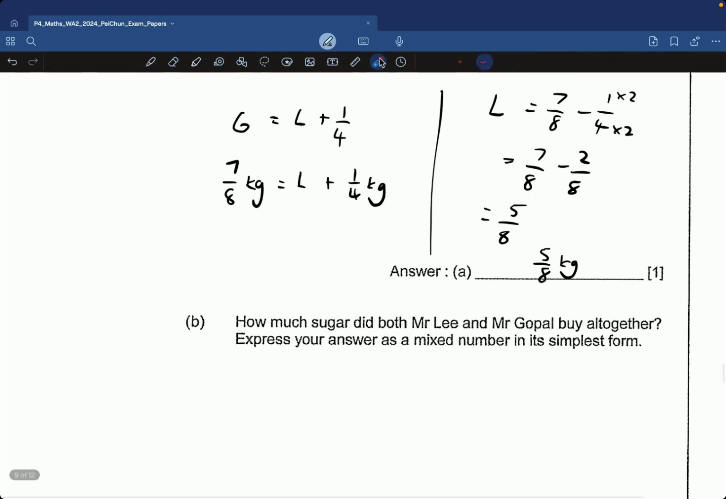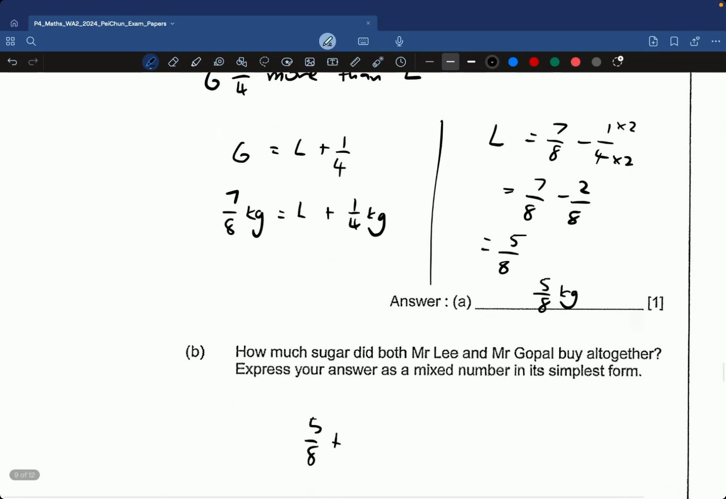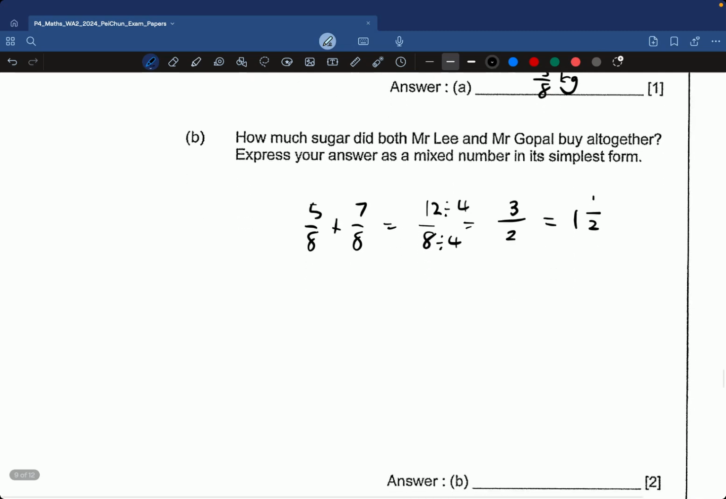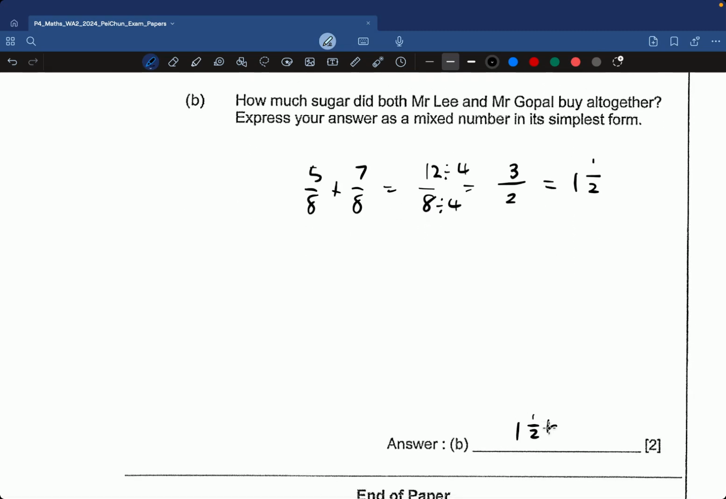All right. So how much sugar did both Mr. Lee and Mr. Gopal buy together? Express your answer in the simplest form. So you can just add together. So it's 5 over 8 plus, in this case, 7 over 8. Okay, and this gives us 12 over 8. We can simplify this without making a mixed number first. So we can divide this. What is the common factor between these two? 4. So this will be 3 and this will be 2. And if you were to simplify, this is 1.5. So the answer is 1.5 kg.